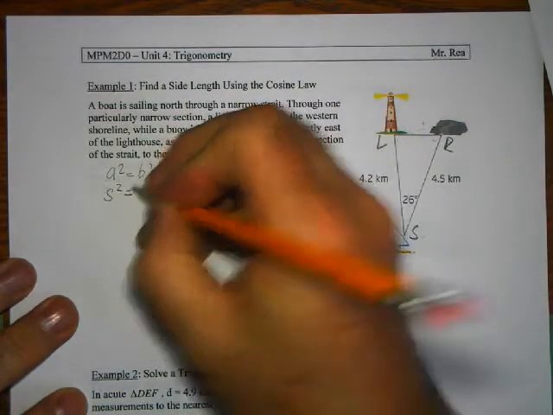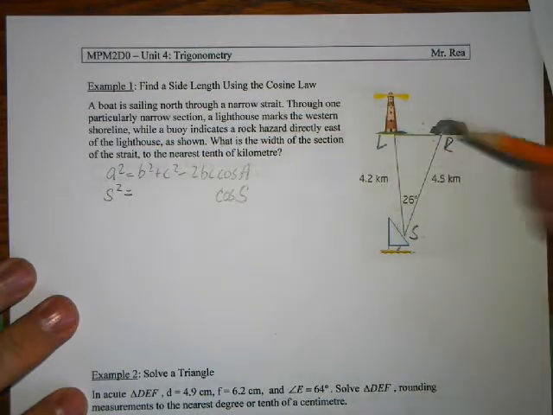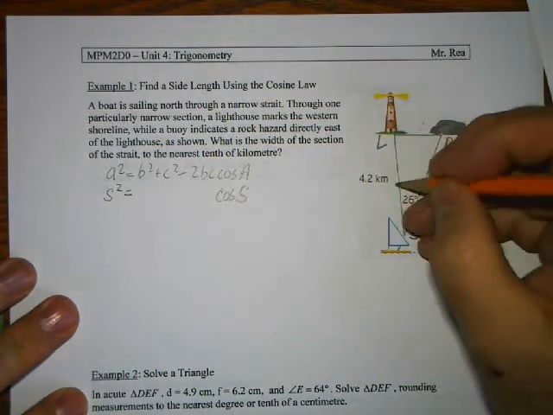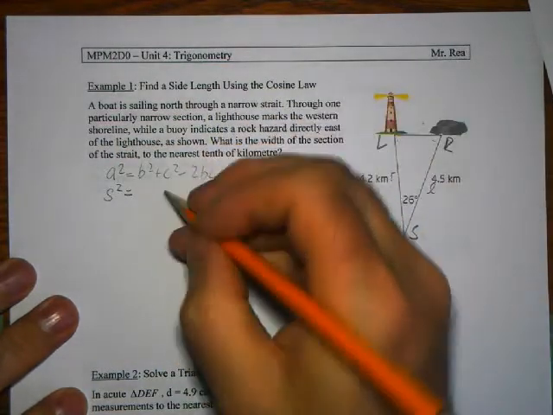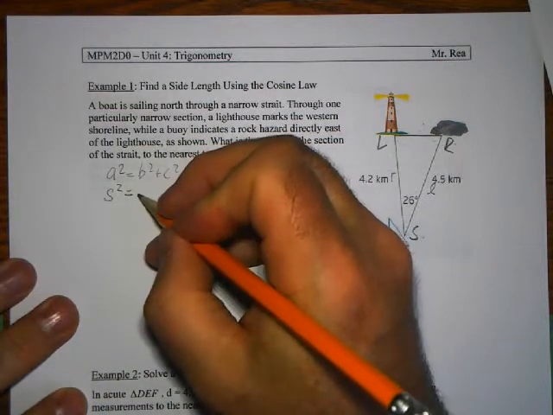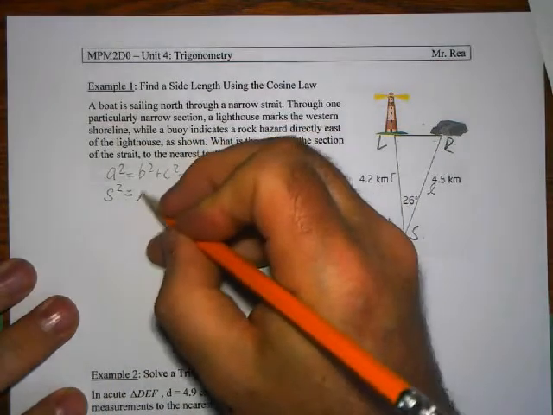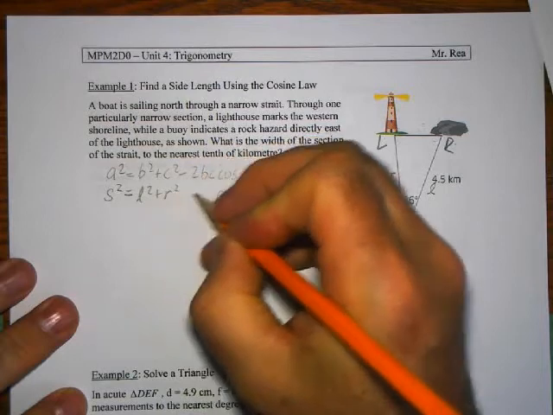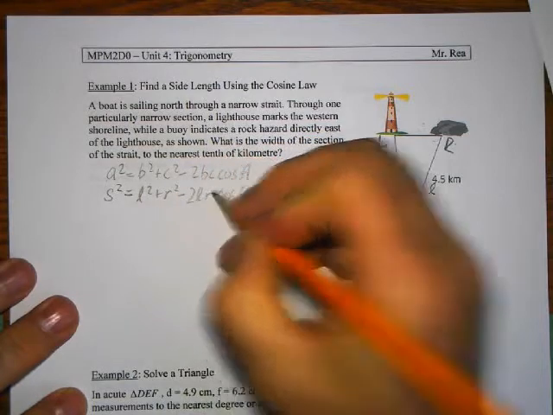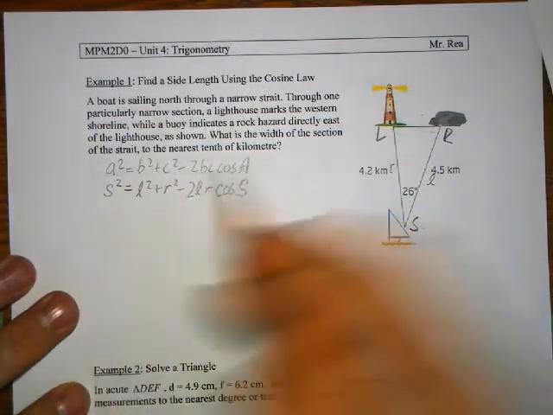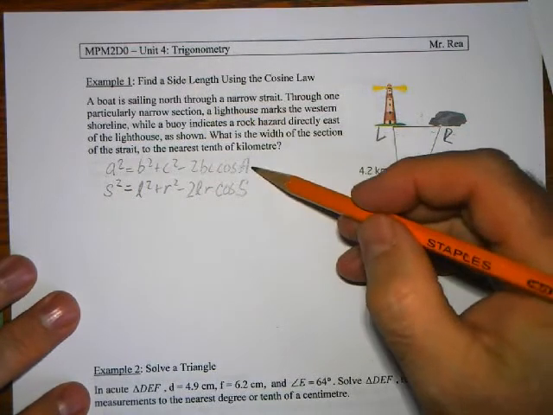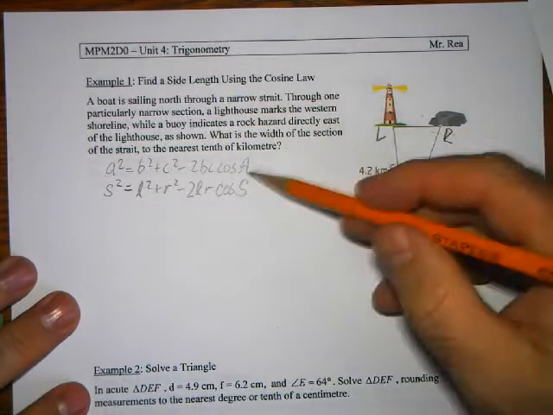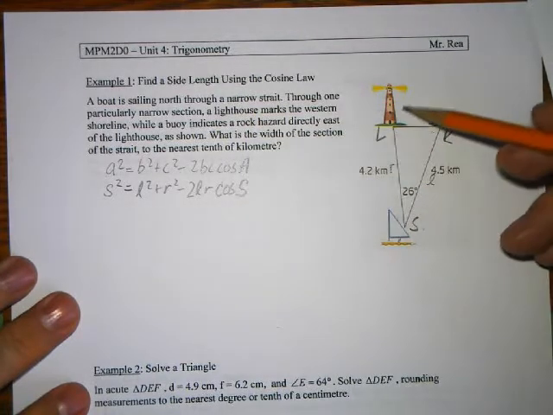And then the other two sides are L and R. This is little r, and this is little l. It doesn't really matter what order I put those. I'll put it as L squared plus R squared minus 2LR. So all I've really done in this first step is convert the generic formula for cosine law into the one that's specific for this question that we want to use.